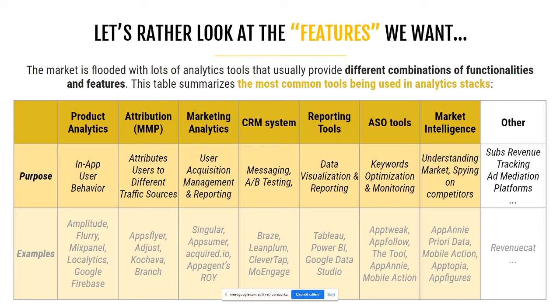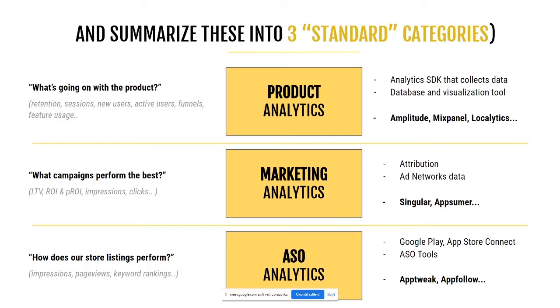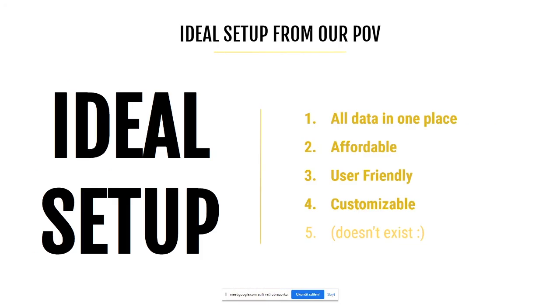But this overview is our framework. These are the most common features that we consider. And we put these together into 3 buckets. Once again, this is common terminology: product analytics, marketing analytics, and ASO analytics. Each of these covers a different part.